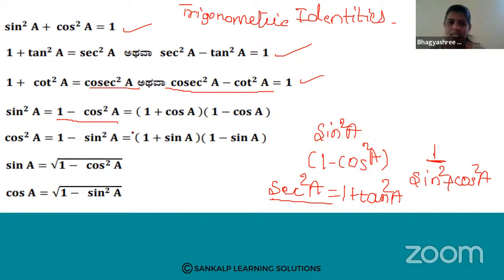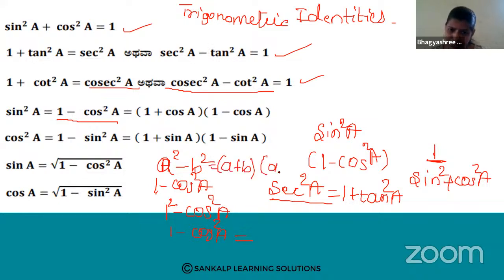So how does it come? See, 1 minus cos square A means what? It is in the form A square minus B square, right? A means it is 1, B means it is cos A. So 1 square minus cos square A, 1 square is 1 only. So 1 minus cos square A, I will write it as A plus B into A minus B, right?